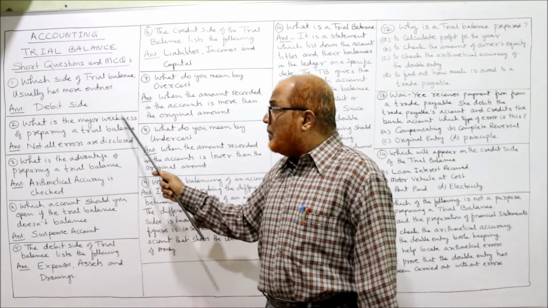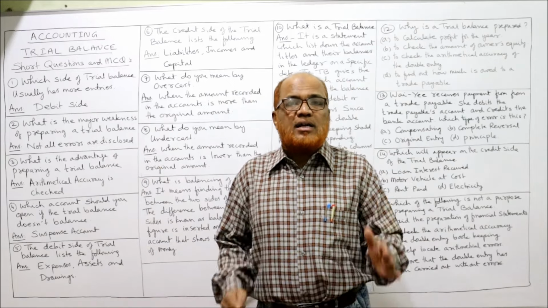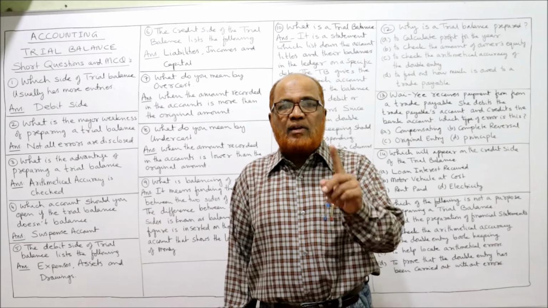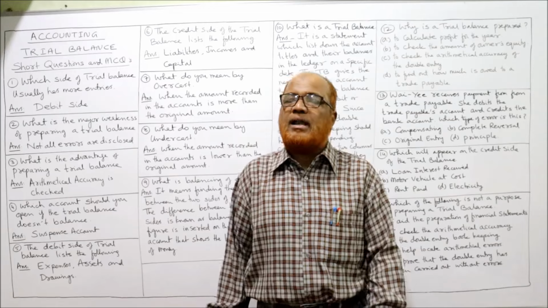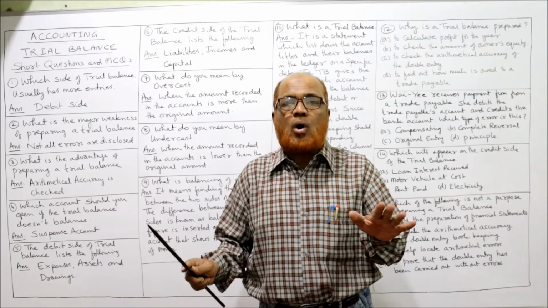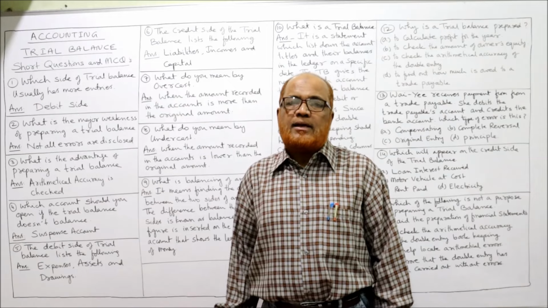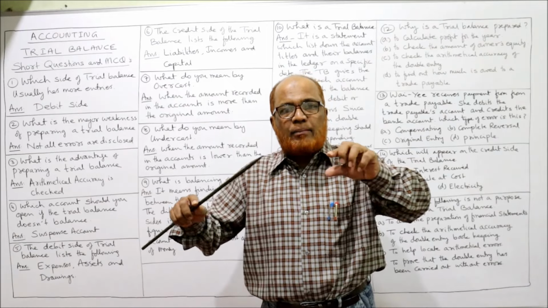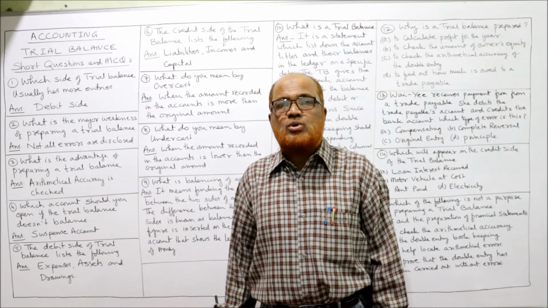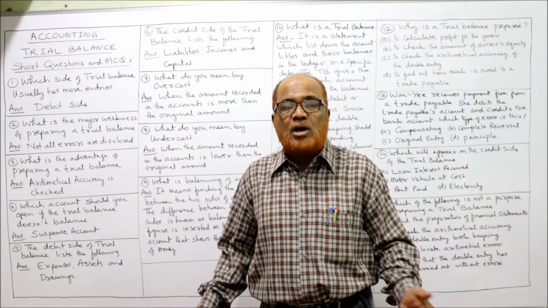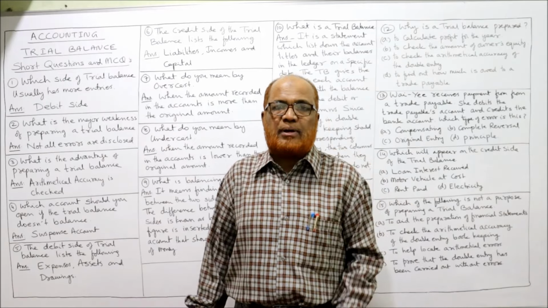Next, what is the major weakness of preparing trial balance? There are many advantages of trial balance, but one of the limitations or disadvantages of trial balance is that not all errors will be disclosed in the trial balance. Sometimes it may happen that trial balance will tally, but still there may be some errors in the books of accounts. In simple words, all the different types of errors will not be disclosed in the trial balance.